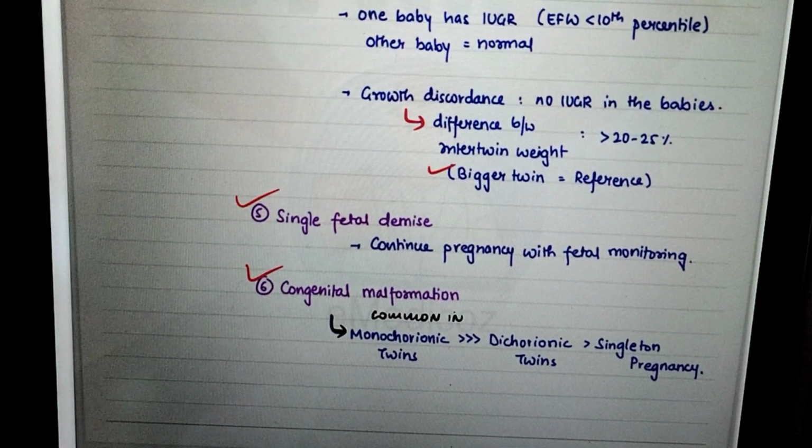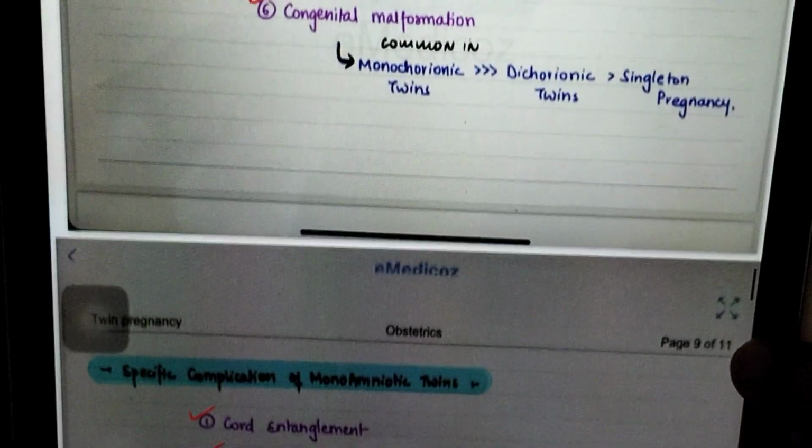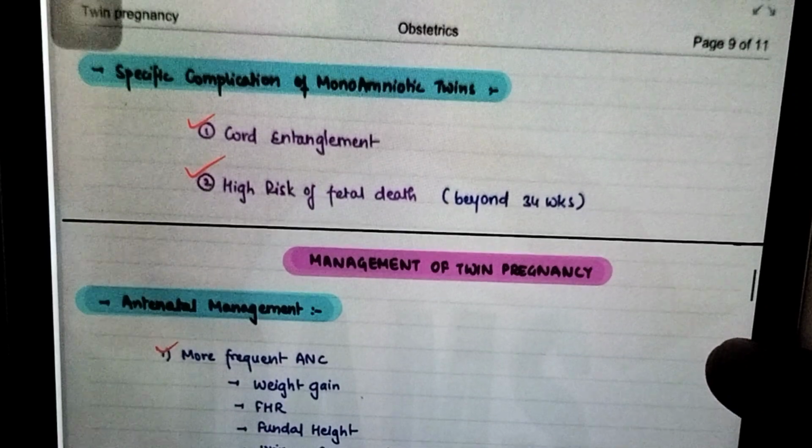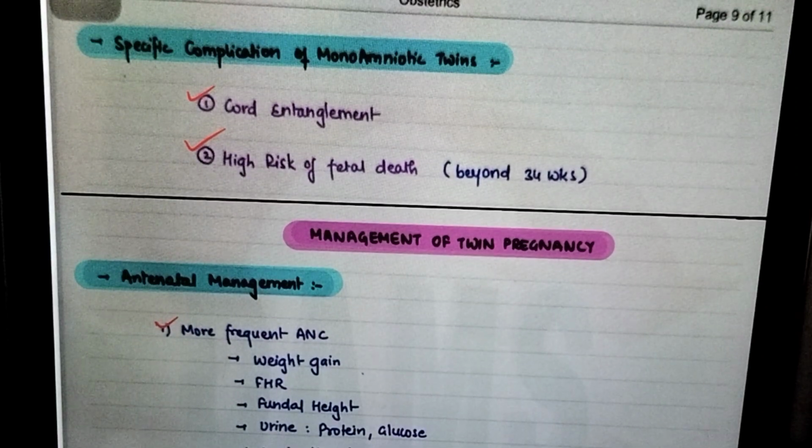Next, single fetal demise can occur. Here we will continue the pregnancy with fetal monitoring. Congenital malformations are common in monochorionic twins, less common in dichorionic twins, and even less common in singleton pregnancy. Now regarding some specific complications of monoamniotic twins, there can be cord entanglement and high risk of fetal death beyond 34 weeks.